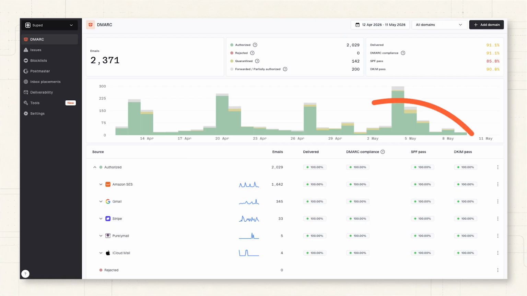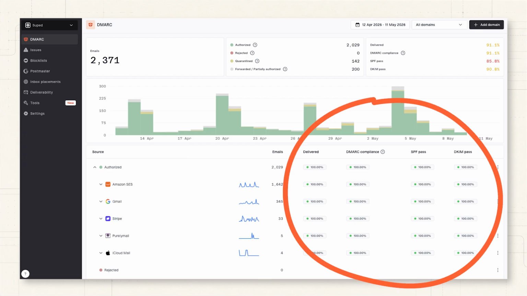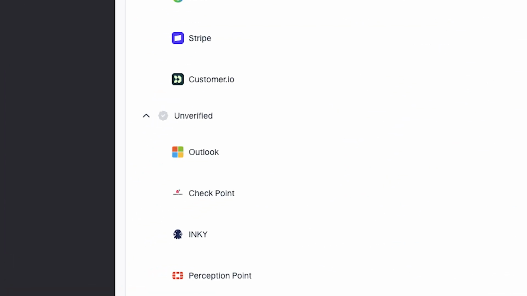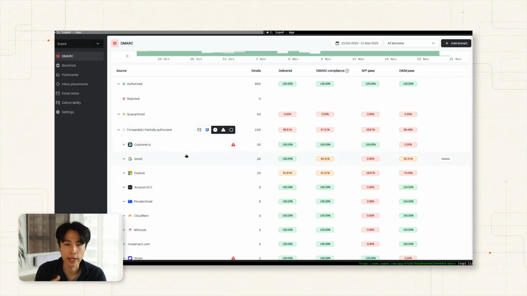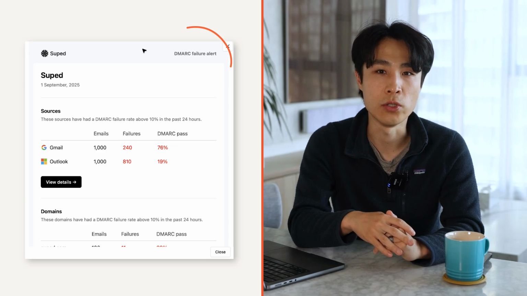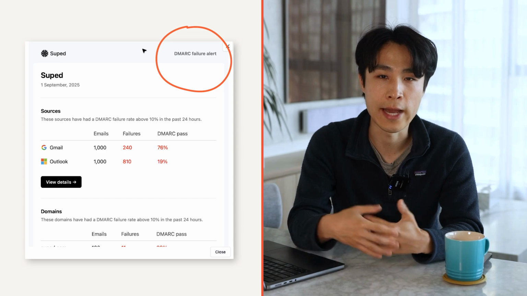Second, your pass and fail rates. What percentage of your email is successfully clearing SPF and DKIM? And then third, whether anyone unauthorized is sending email using your domain. If a source shows up that you don't recognize, that's a red flag worth investigating. And what you get from all of this is a running picture of your email health. So instead of finding out something's wrong when your open rates tank or when a customer tells you that they got a suspicious email from your company, you know about it early and when it's actually fixable.